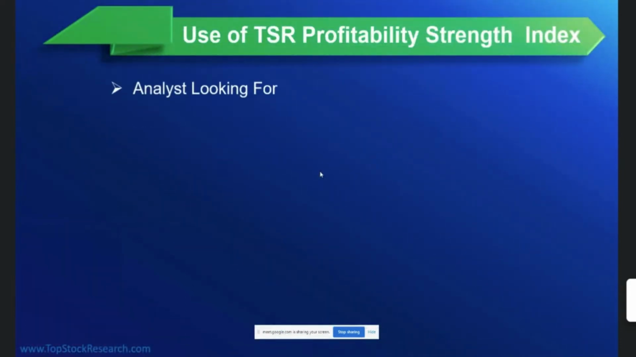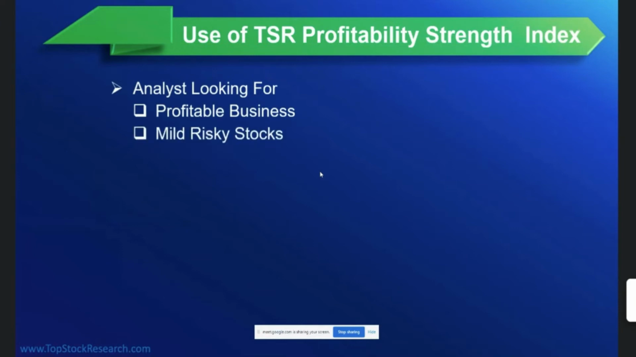Use of profitability index. Analyst looking for profitable business. Mild risky. So when it comes to profitability, trust me, it is generally on an expensive side, right? So the risk is higher. If something is performing very well for last many years, it is likely to perform very well in coming years. That is the general expectation. No guarantee, but the expectation is there.